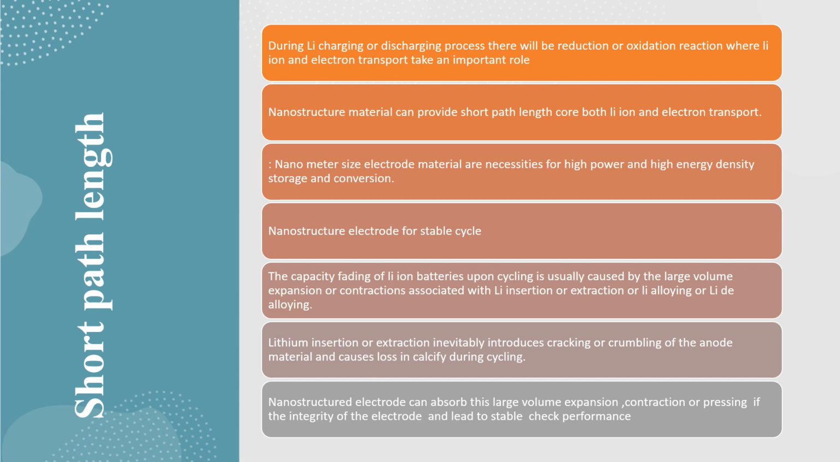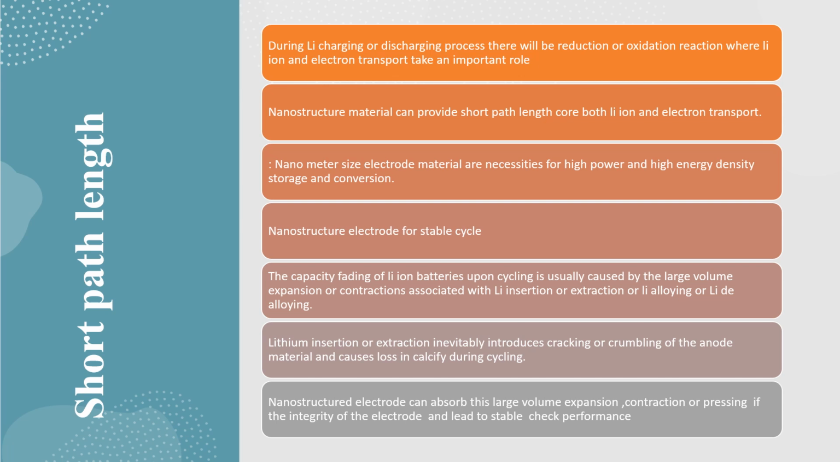So the second one is short path length. During the lithium charging or discharging process, there will be reduction or oxidation reactions, while lithium ion and electron transport take an important role. Nanostructure material can provide short path length for both lithium ion and electron transport. Nanomaterial size electrode materials are necessities for high power and high energy density storage and conversions.